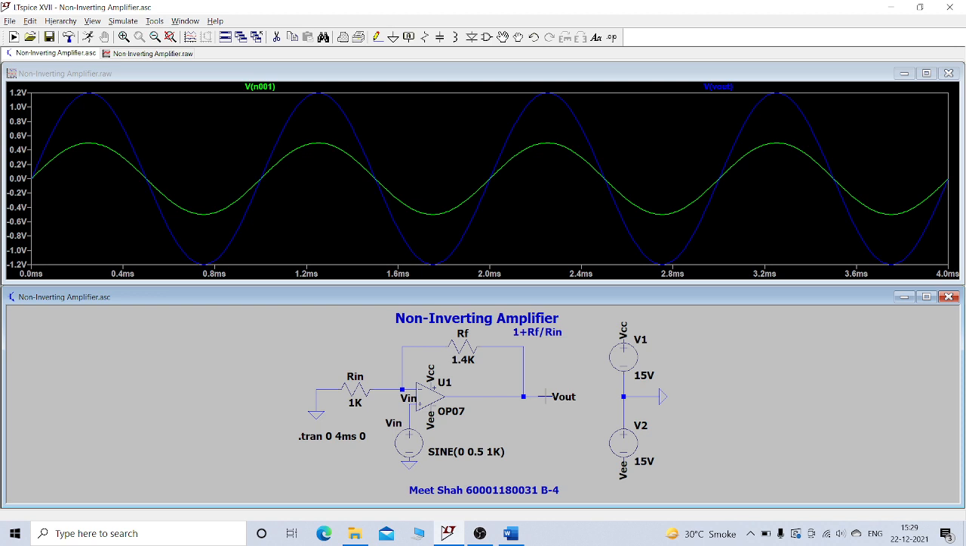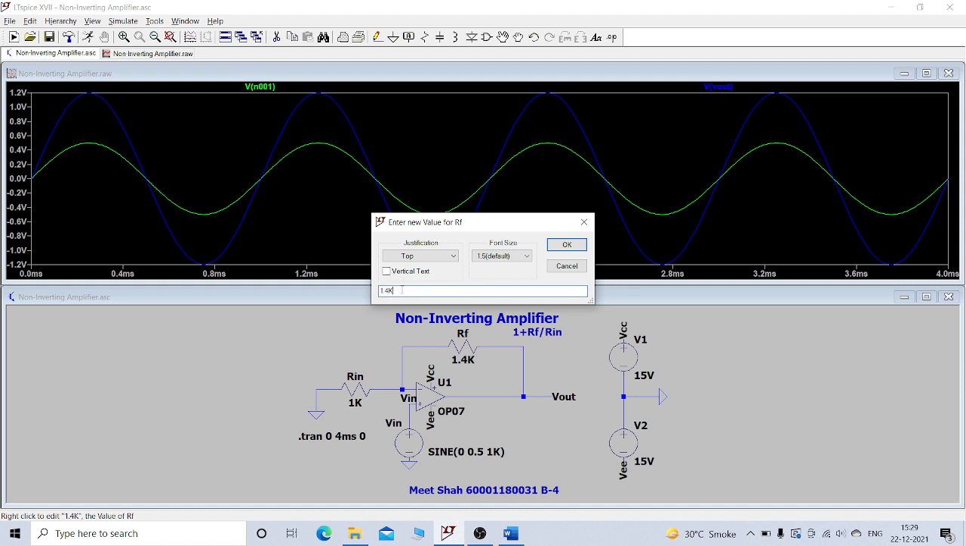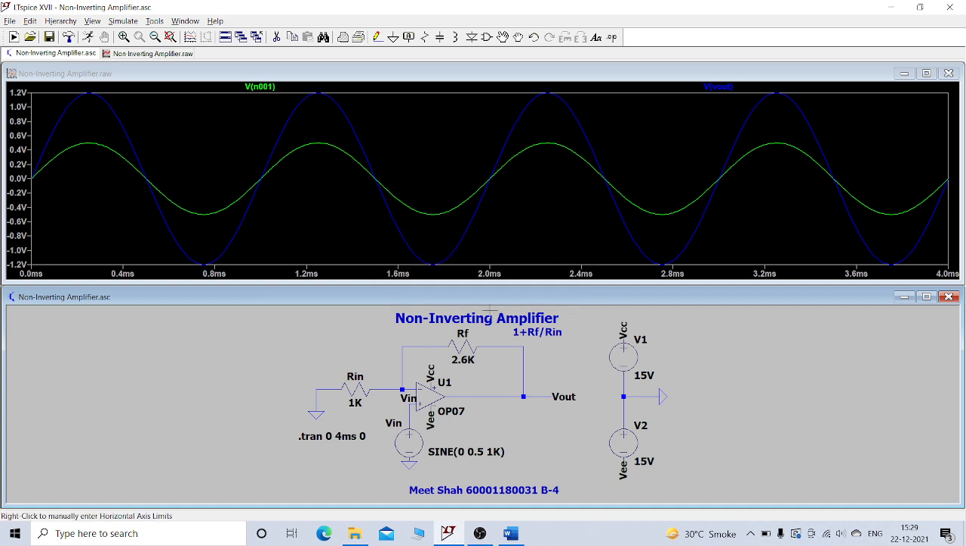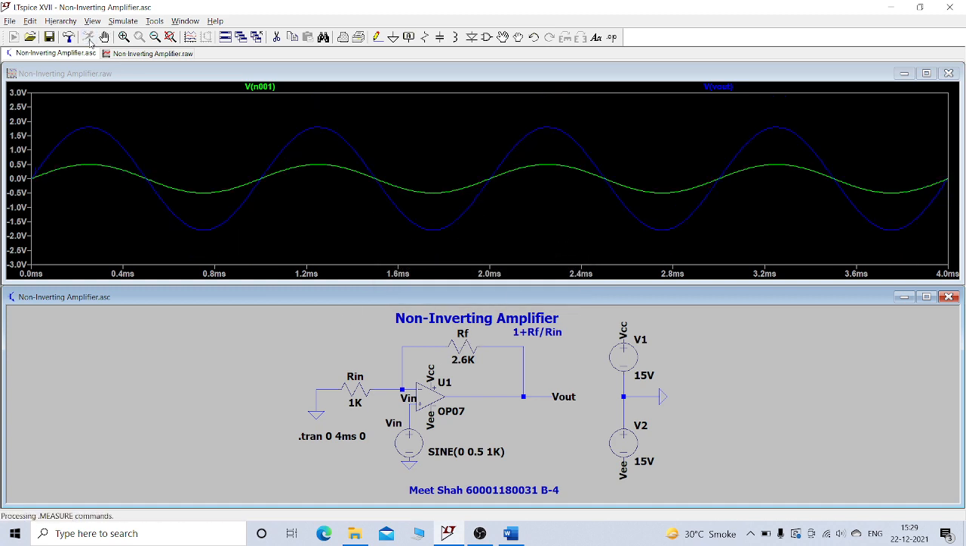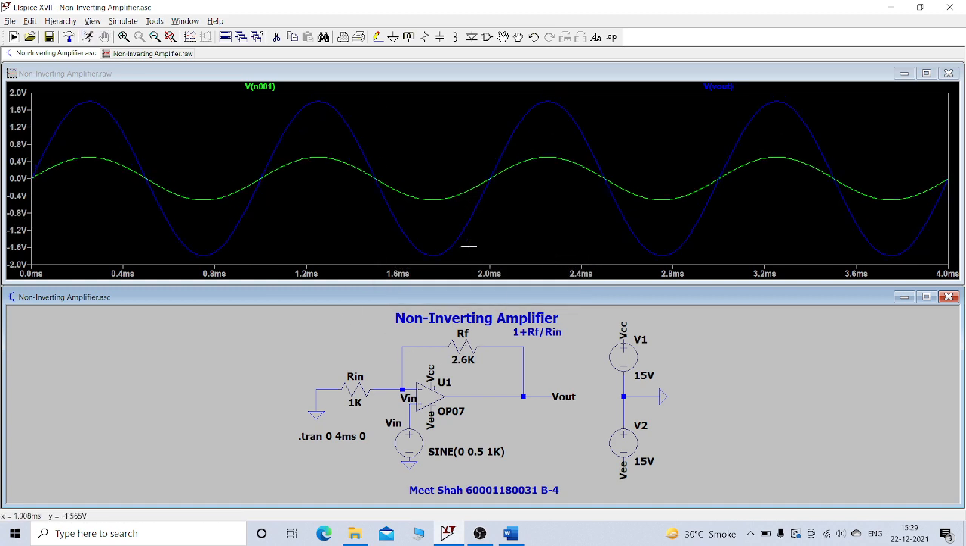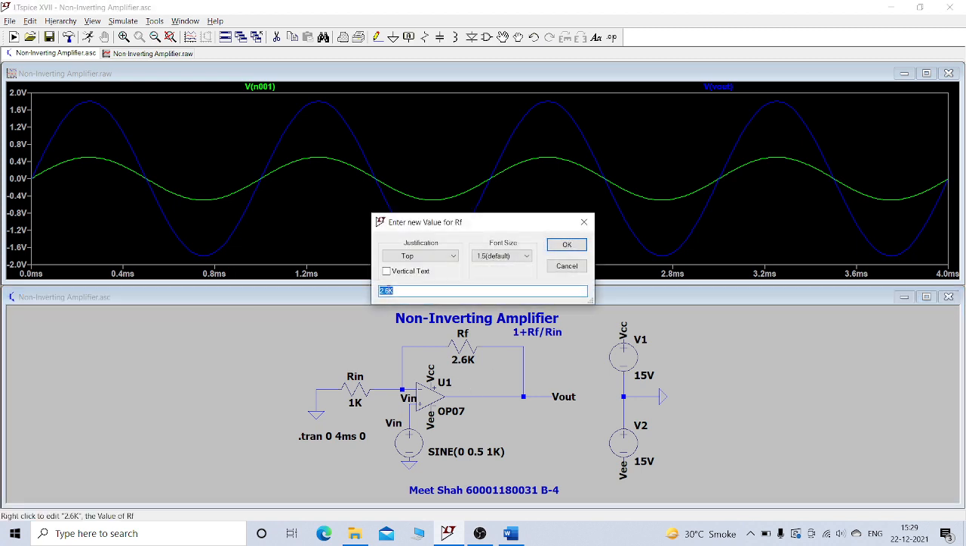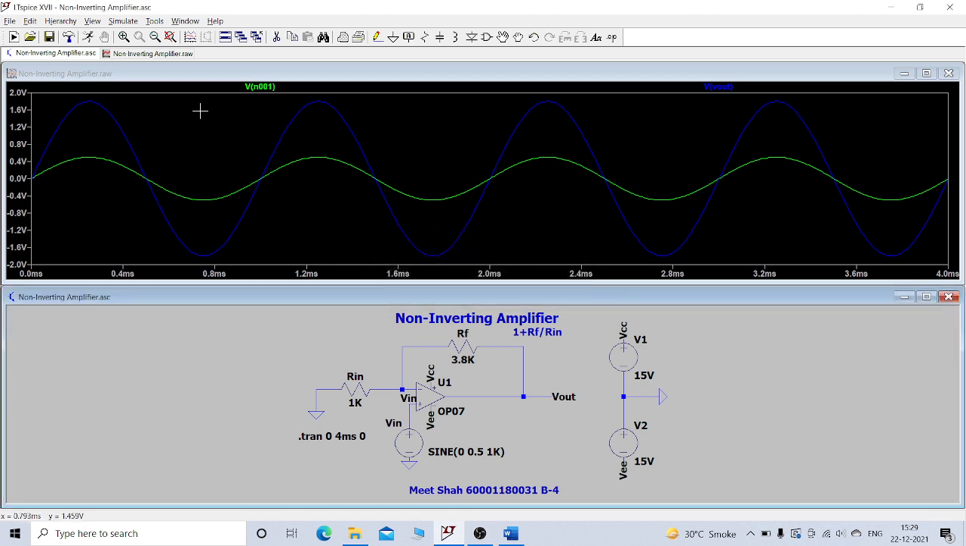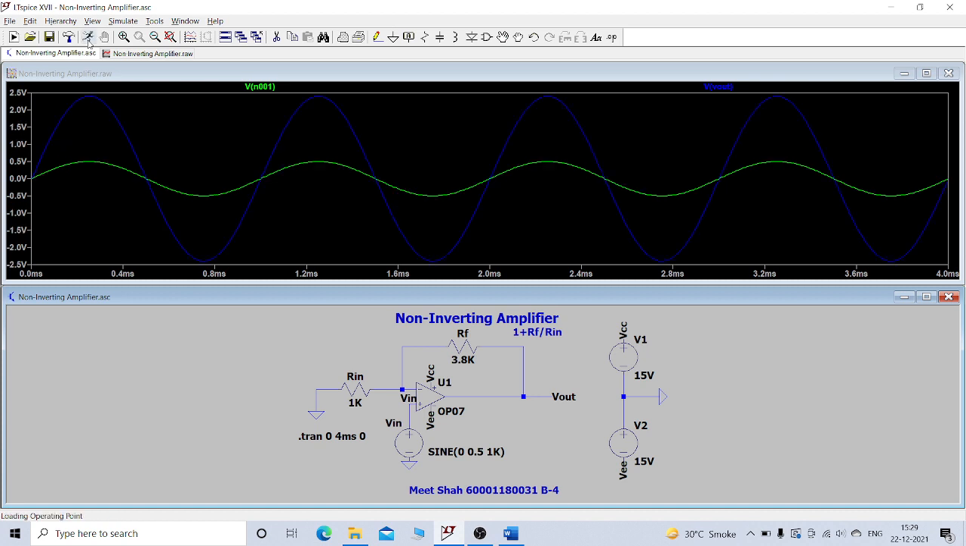Now we'll change the value to 2.6k to see what output we'll get. We run the simulation. So this is the output we are getting. And for the last condition, we'll take it as 3.8k. So this is our output.